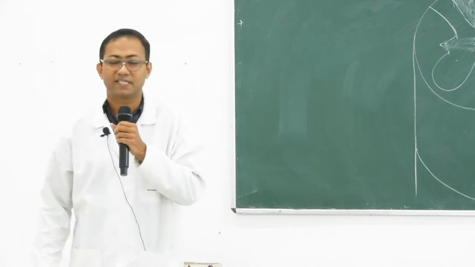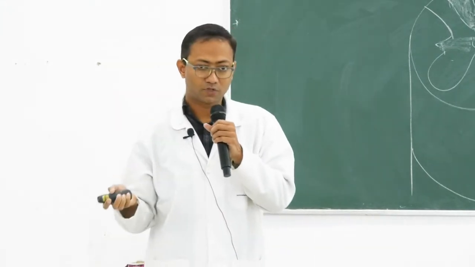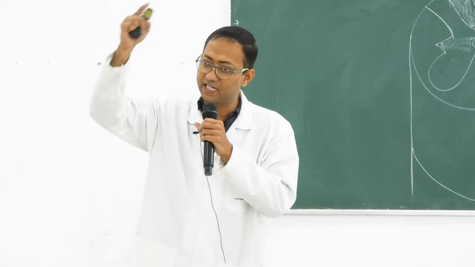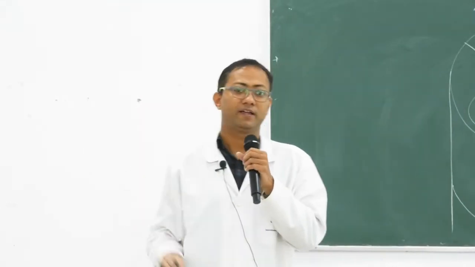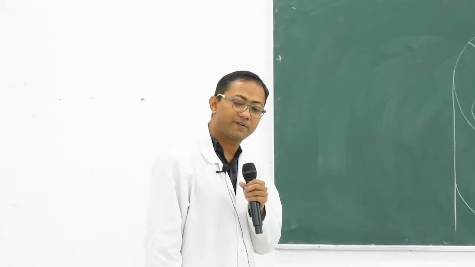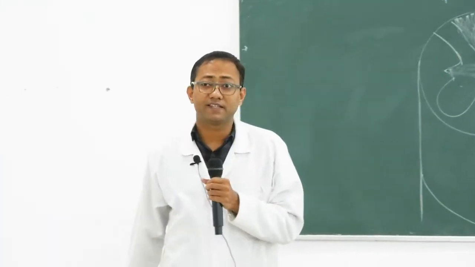Basically, the dorsal column pathway carries both A alpha and A beta. These are large diameter fibers. Now, small diameter fibers are A delta and C fibers. A delta and C fibers constitute the STT. What is STT? Spinothalamic tract.